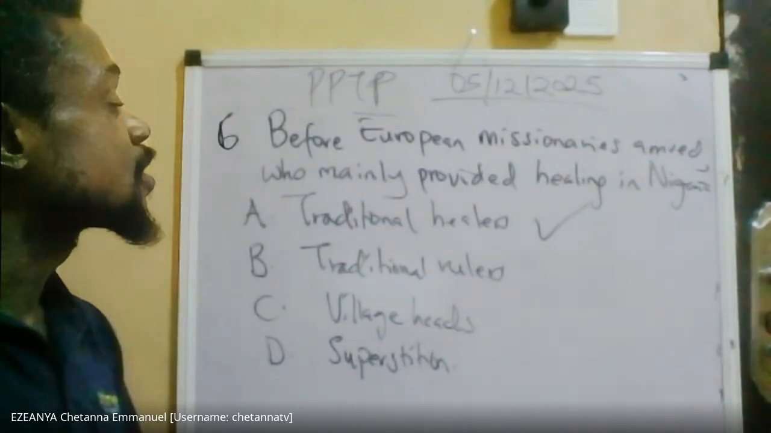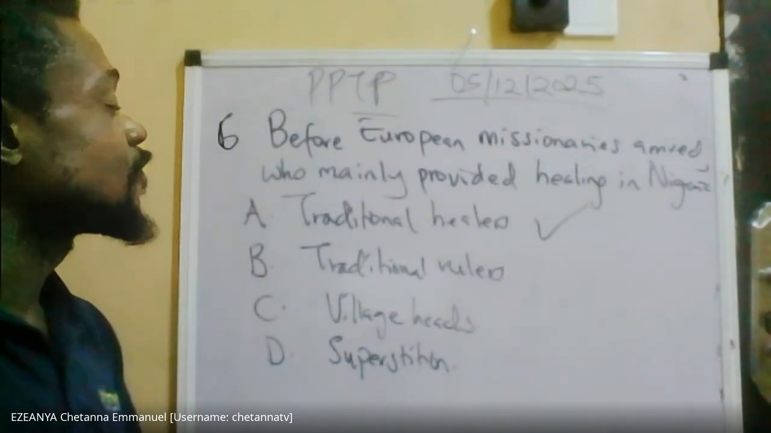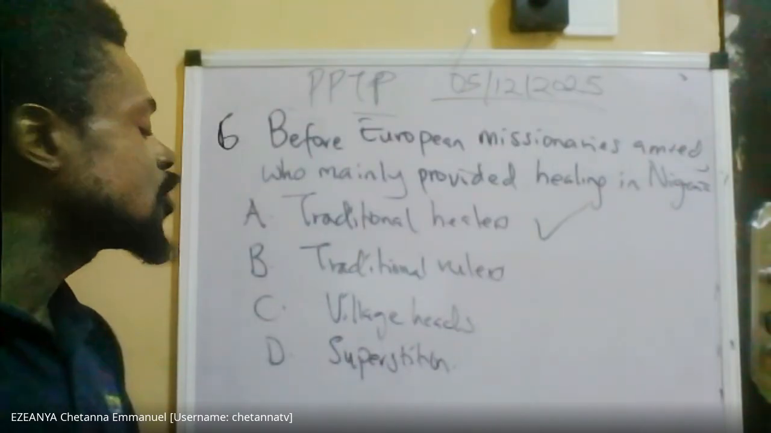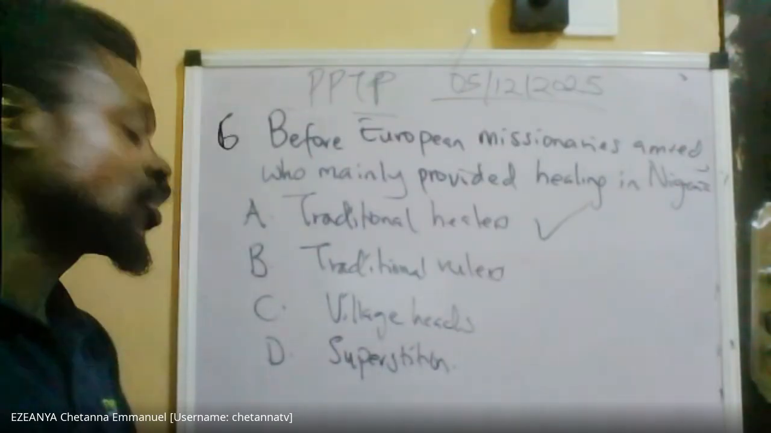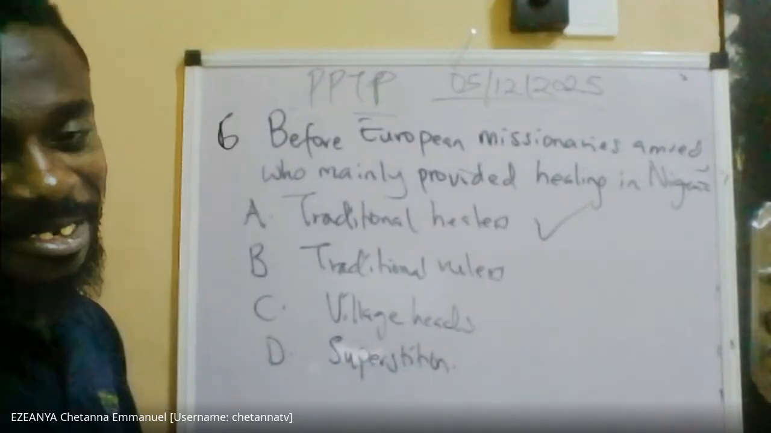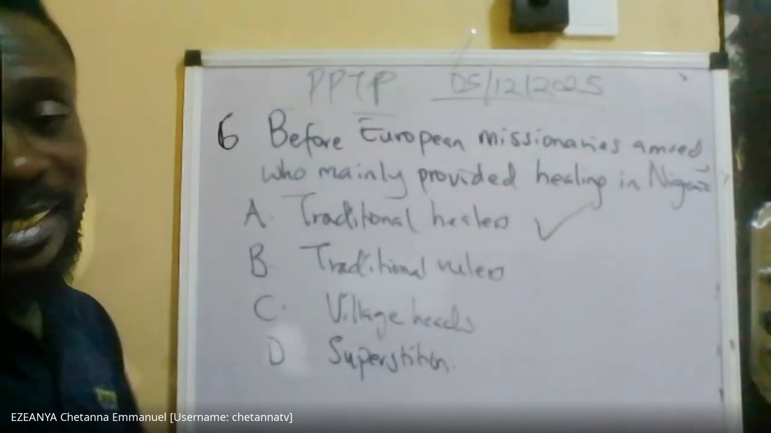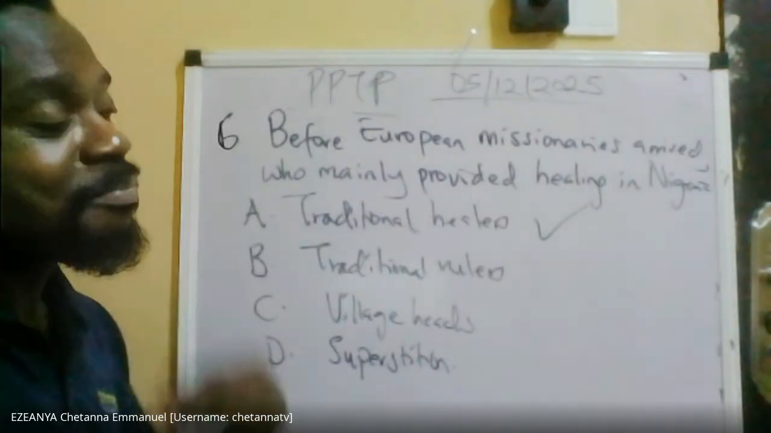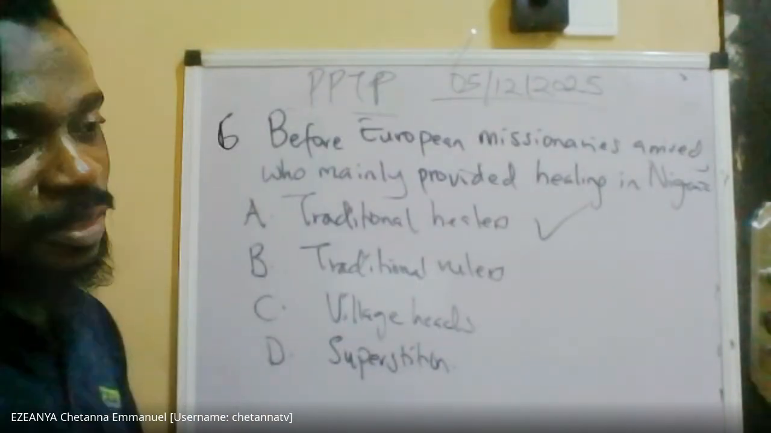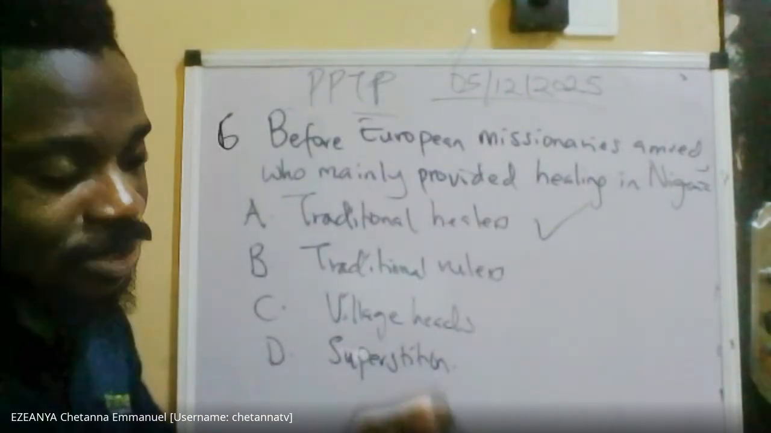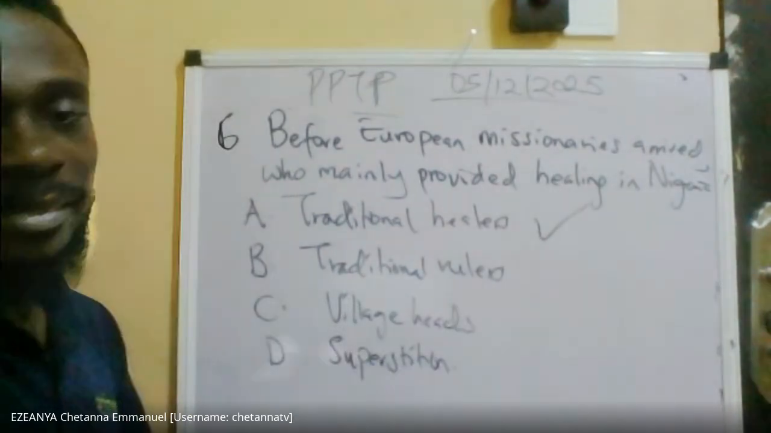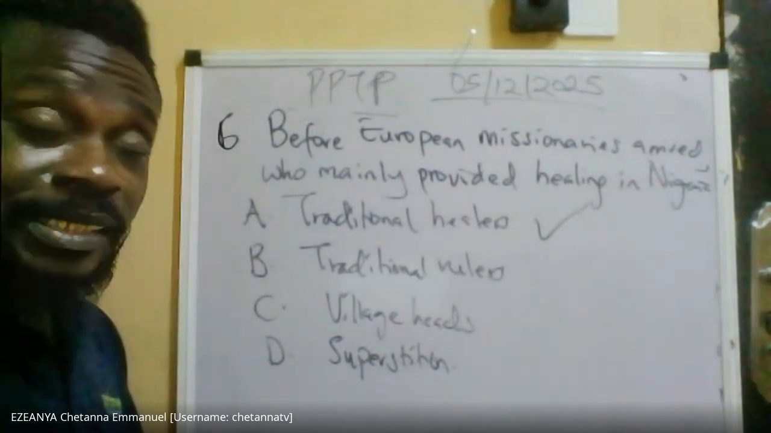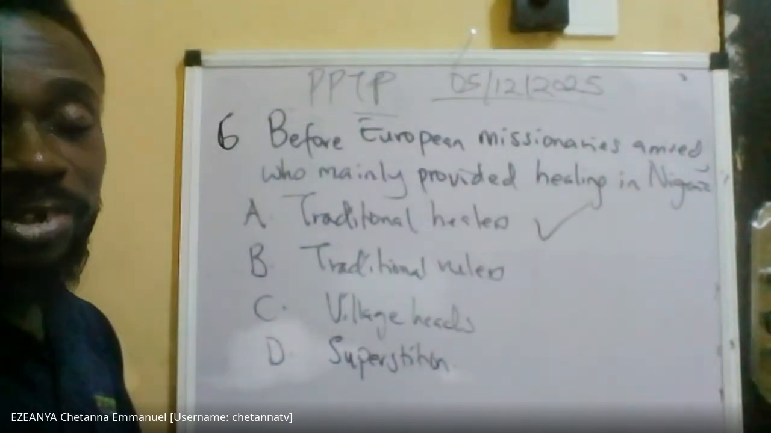The question says, before the European missionaries arrived, who mainly provided healing? If you're not careful, you go and take superstition. In the first place, superstition is not a human being. That is the reason why this is not the answer. It's just a belief system, believing in something, and then people attribute things to it, which in most cases are not true.